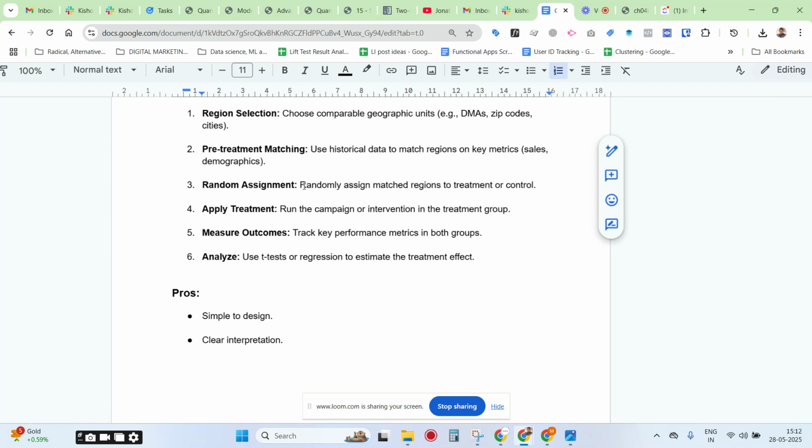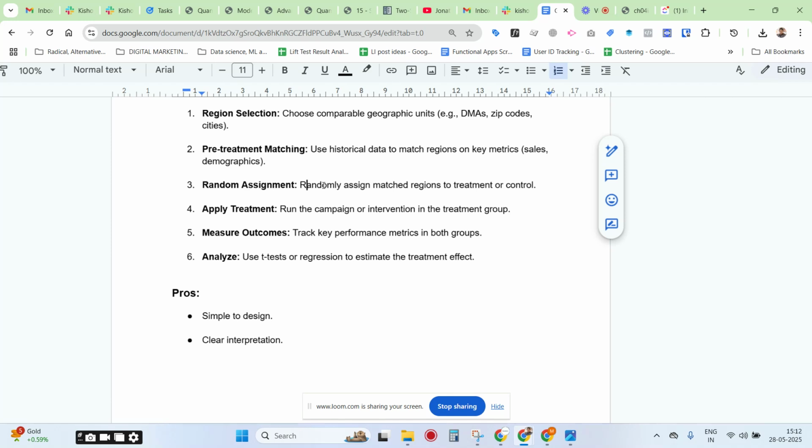So again, this is the ideal scenario, and we'll come to this in a moment why this is very difficult. So this means that you have, suppose, a collection of control and test geos, and then you have a set of geos, and you decide randomly which of these actually get treatment. In many cases though, that's not how it works.